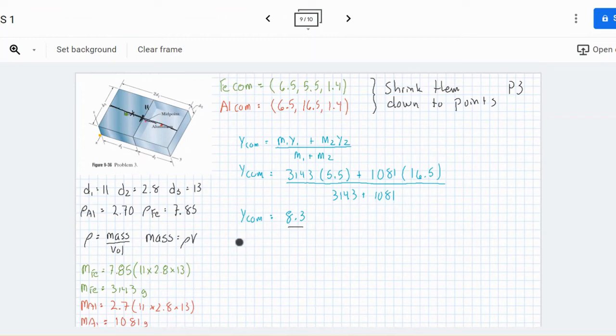So, what are the x, y, and z coordinates? Well, x center of mass is going to be 6.5 because of symmetry. Y center of mass is 8.3, and the z center of mass 1.4.